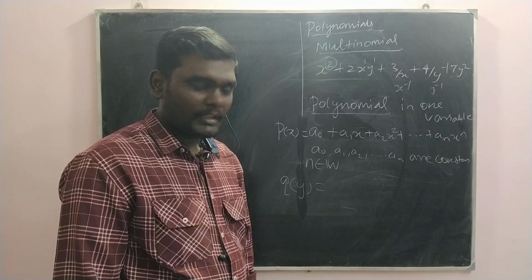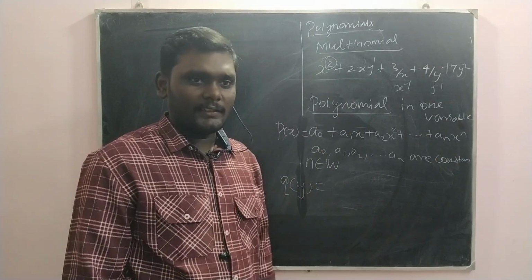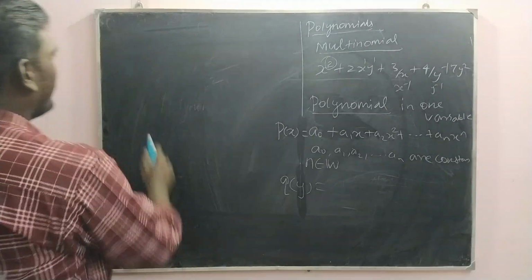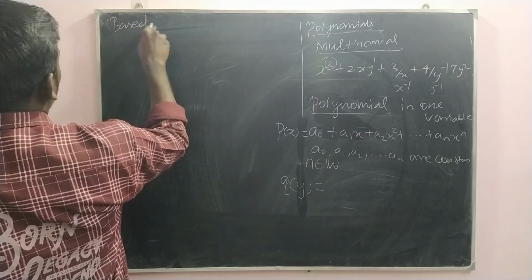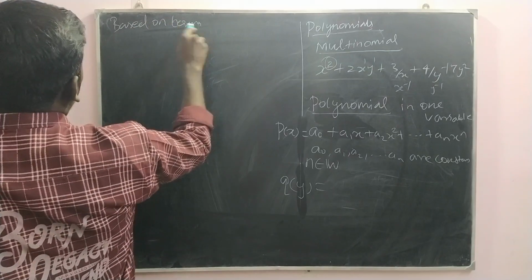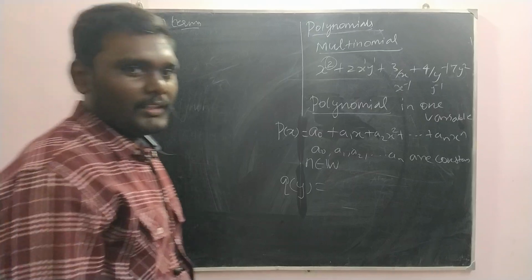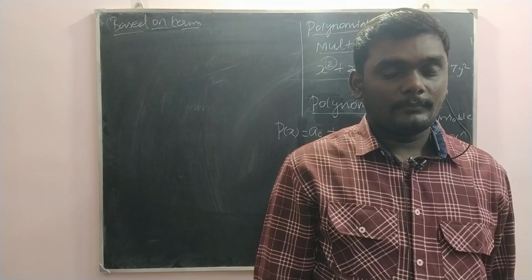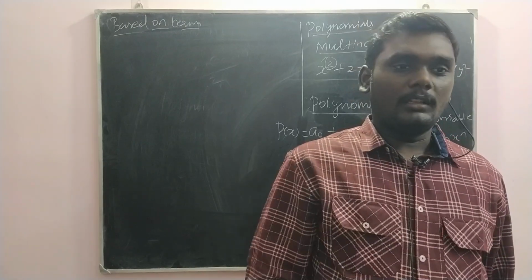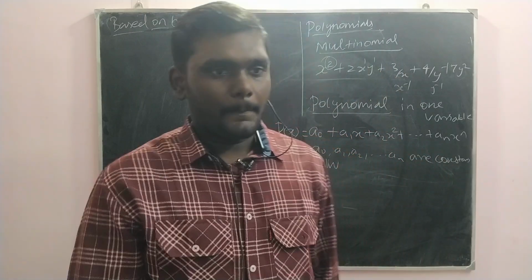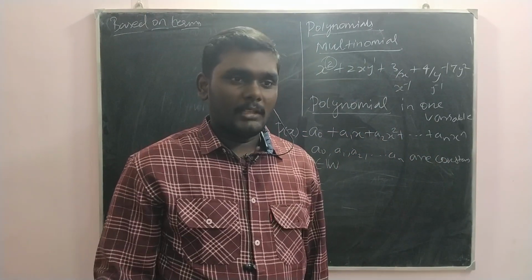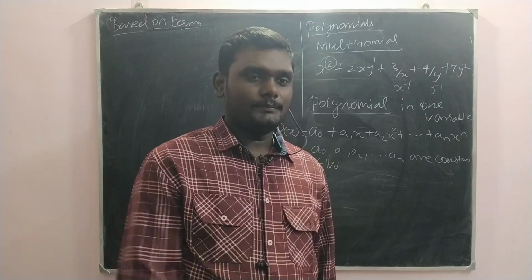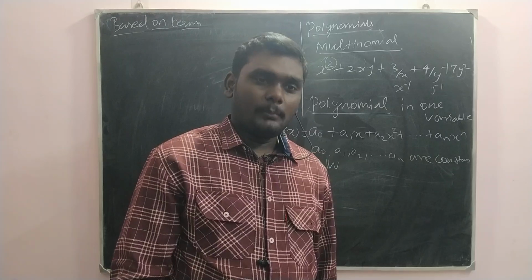This classification and all we have studied in 9th class itself, remember? Based on terms we have classified. When there is only one term, monomial. Two terms, binomial. Three terms, trinomial. Four terms, it's a polynomial, that's all.